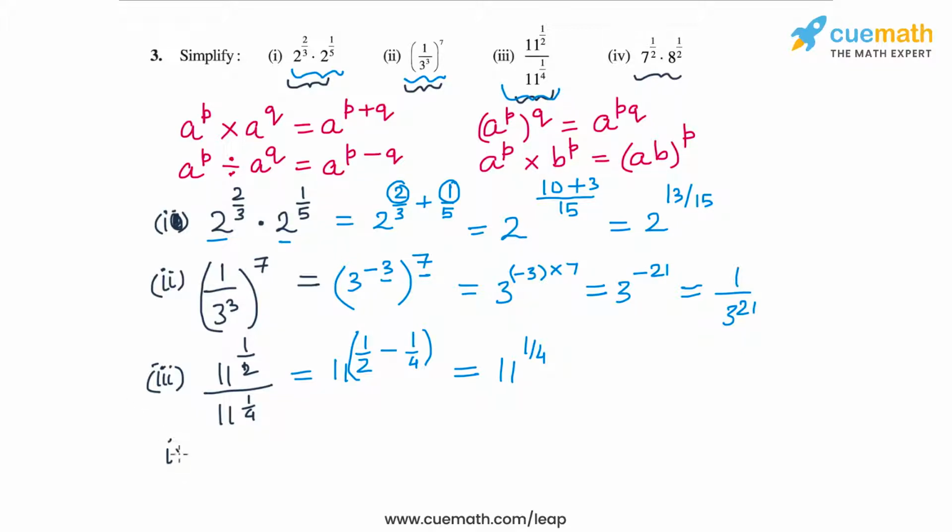Finally, let's do the fourth part. In the fourth part, we have 7 to the power half times 8 to the power half. So in this case, the exponents are the same, the bases are different. So we can multiply the bases and take the exponent as common. So 7 into 8 to the power half. So this is how I can write this term. Basically, I'm using this fourth law that I've written here. So 7 times 8 is 56. So this is 56 to the power half. So this is the value of the simplified expression for the fourth part. And with that, all the 4 parts of this question are completed.